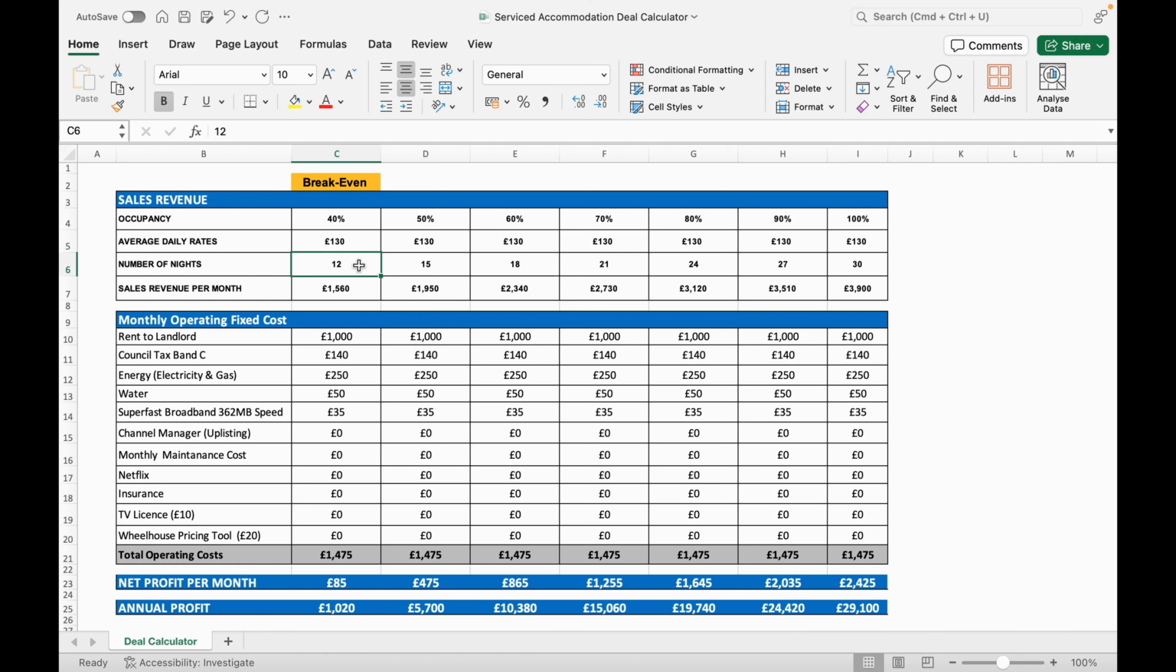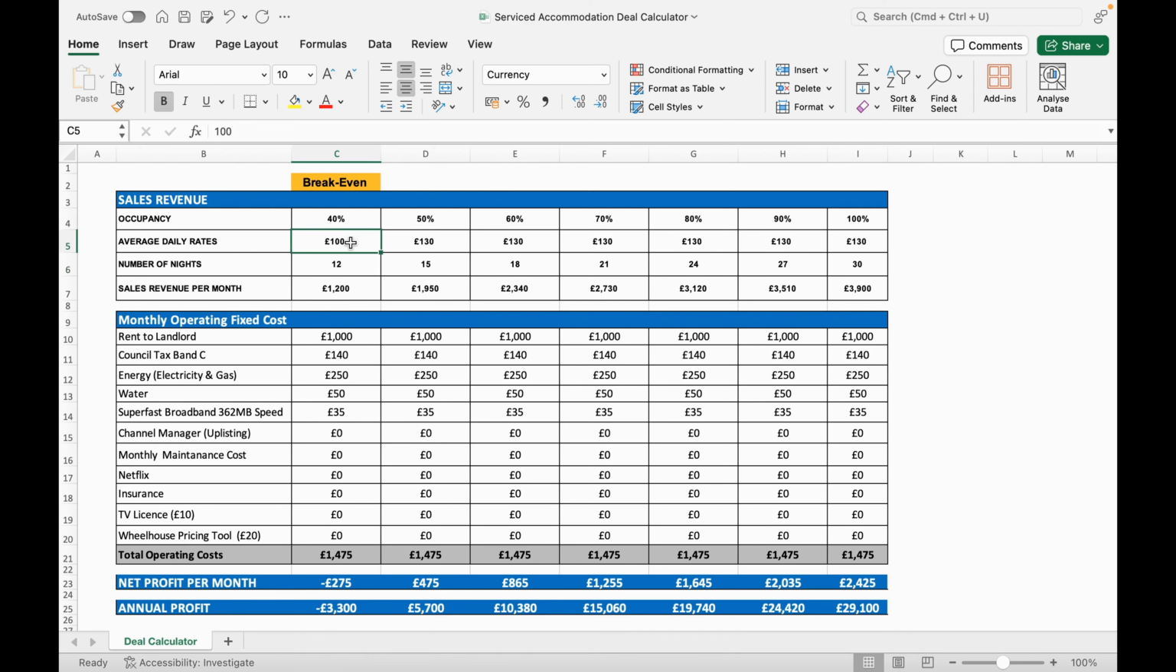The number of nights at 40% is 12 nights. If the property is booked for this 40%, I'll make sales revenue per month of 1,560. The rest is all formula calculated: at 50%, 15 nights, you make 1,950. At 60%, you make 2,350, and so on at 70%. You can change these numbers. If your nightly rate is going to be £100 after your OTAs, then obviously if it's booked 40%, you make 1,200.